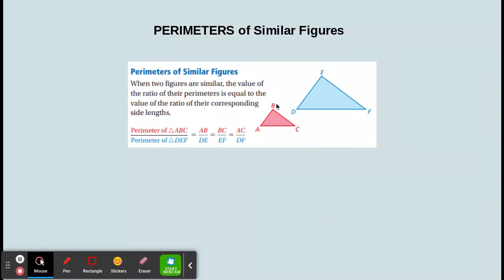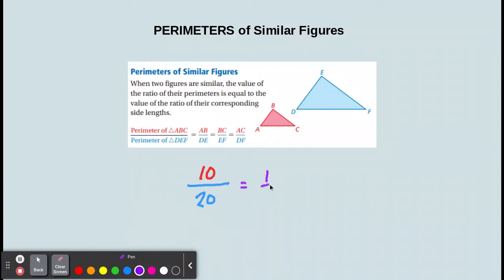So if we found this triangle, the red one, to have a perimeter of, let's say, 10, and the perimeter of the blue one was 20, then the value of their ratio is going to be 1/2. That's for perimeter.